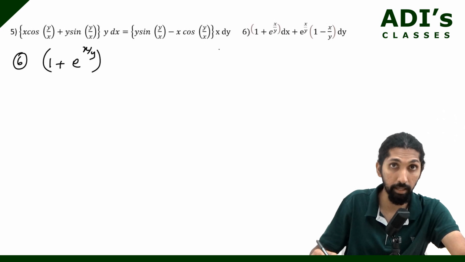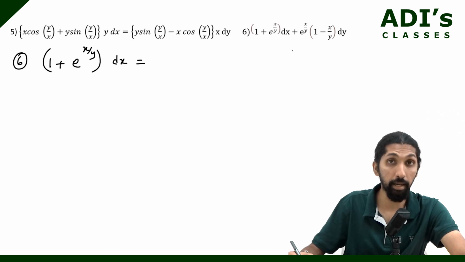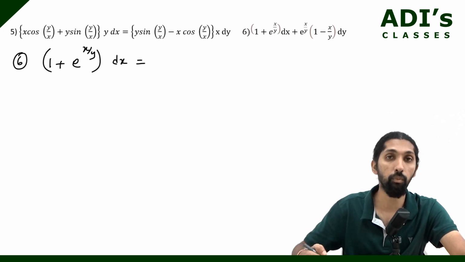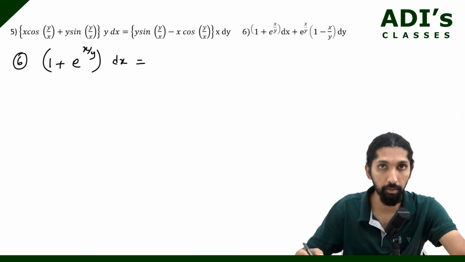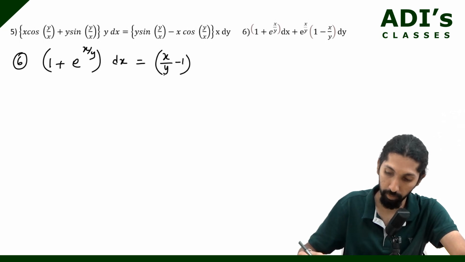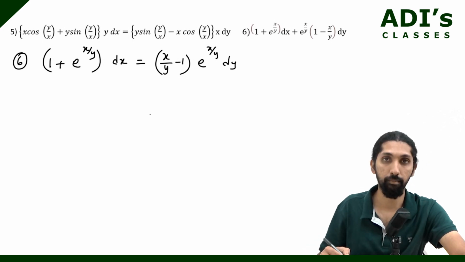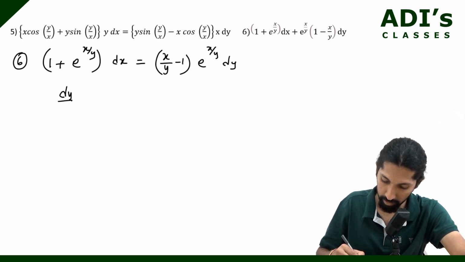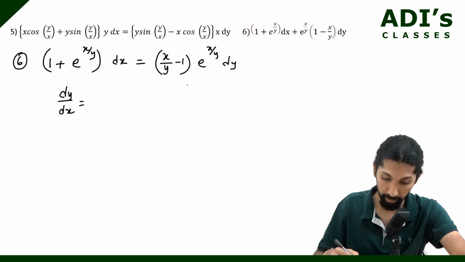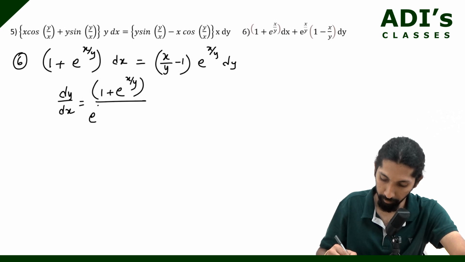So dx is equal to minus, or what you can do now is instead of 1 minus x by y, you can write x by y minus 1. So x by y minus 1 into e to the power of x by y dy. So dy by dx is equal to 1 plus e power x by y by e power x by y into x by y minus 1, right?